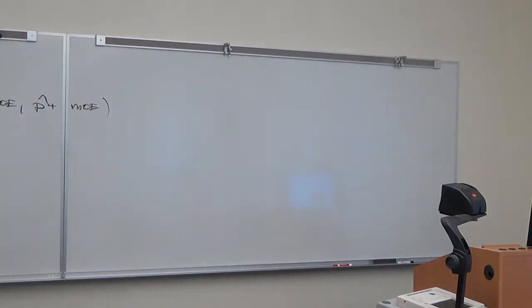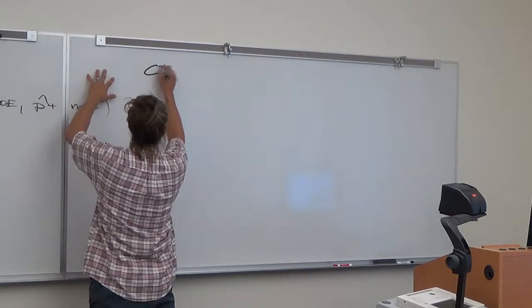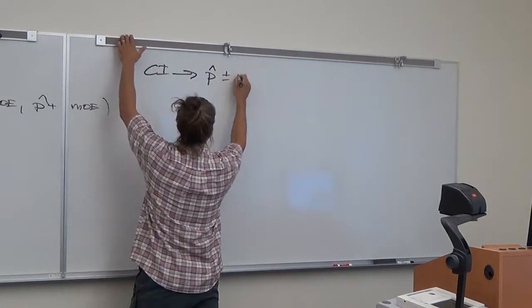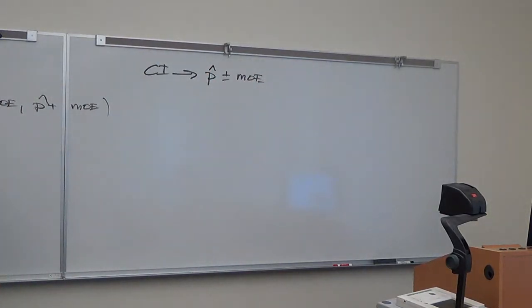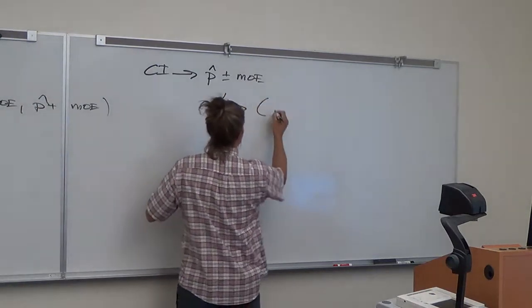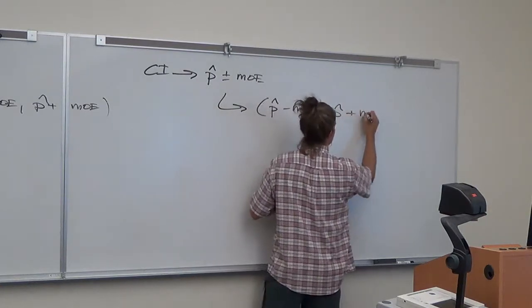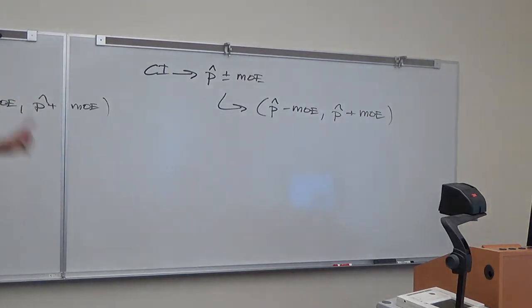This is a better way of thinking about what a confidence interval is. The confidence interval that you get, right now at any rate, is p hat plus or minus the margin of error. Now your TI doesn't give it to you in that form. Your TI gives it to you in the form p hat minus the margin of error, comma, p hat plus the margin of error. Depending on what software or technology you use, it's going to do one of those two things. I don't know which one it's going to choose.